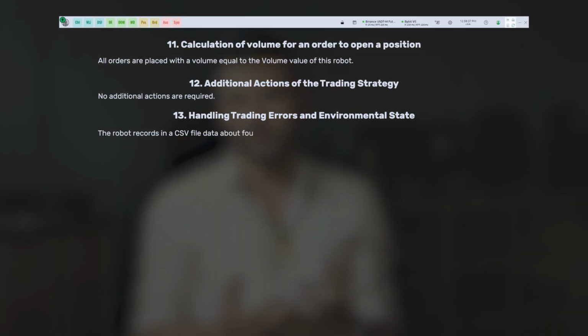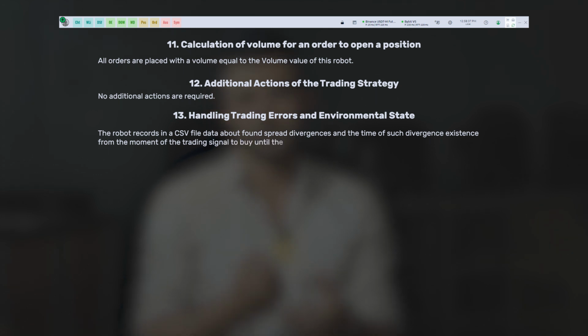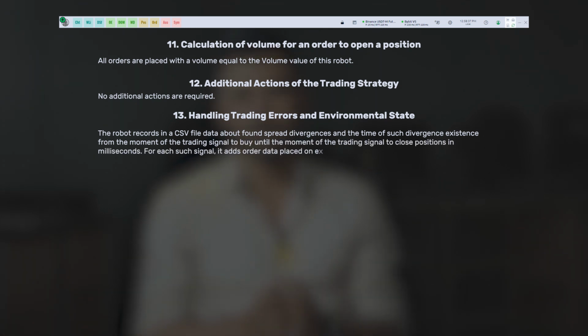or connection to the trading server. In such cases, it would not hurt to think about feedback with the robot through messengers or email. In my case, the robot records in a CSV file data on found spread divergences and the time of existence of such a divergence from the moment of the trading signal to buy to the moment of the trading signal to close positions in milliseconds.